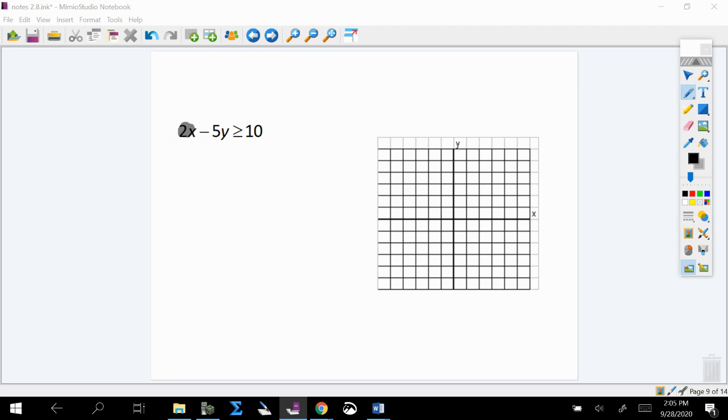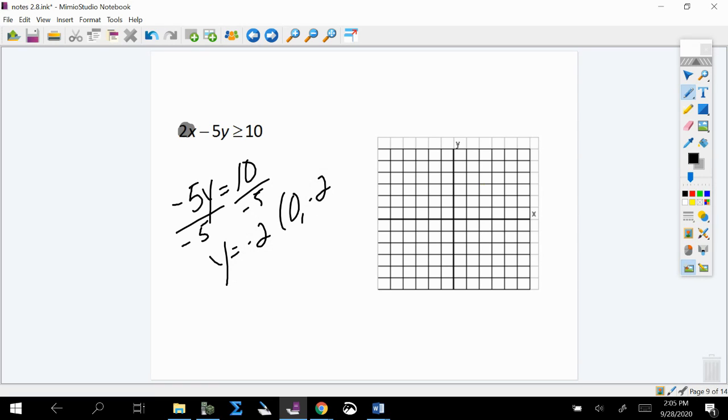And I'm going to write down what's left. So I have a -5y. When I do this, I just put an equal sign because I'm just finding the intercepts where it equals that value. So I can ignore the inequality for now. So I have y is -2. That's my y-intercept of -2.